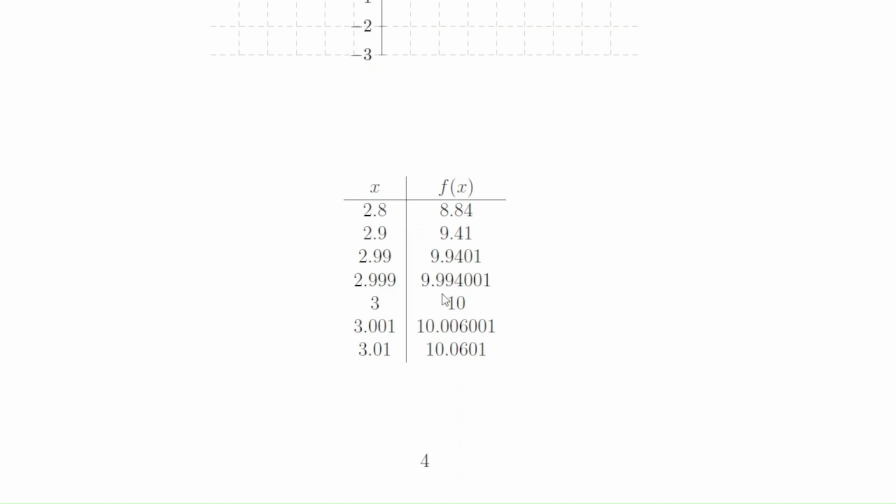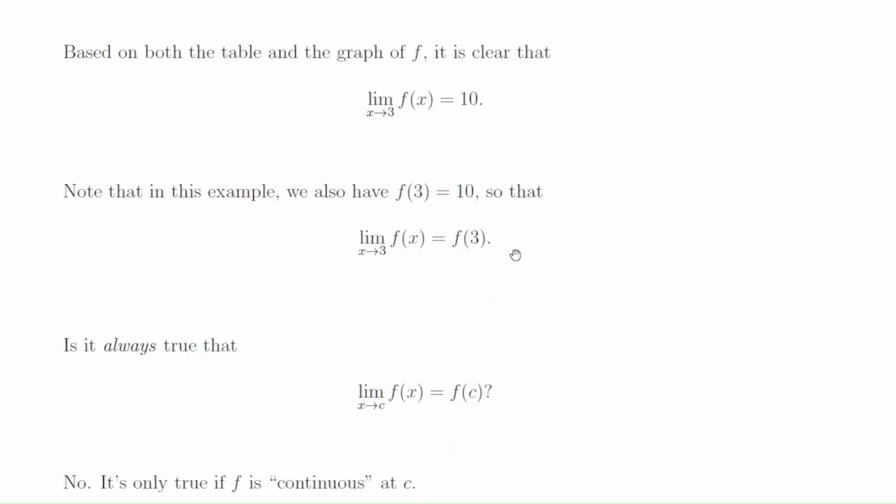It could be that we got 15 right here, and our limit would still be 10 as long as these values are getting close to 10 as we approach 3. Or this could even be undefined, and the limit would still be 10. So again, the limit does not depend on how the function is defined at that number, at 3, only how it's defined near the number. Right? As these inputs get close to 3, the outputs get close to 10. Okay, so we say that the limit is 10.